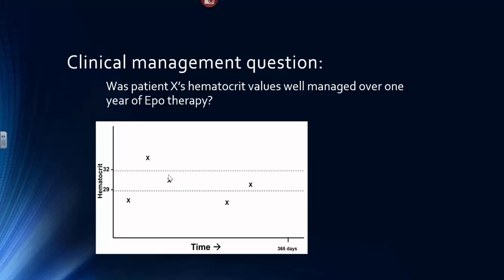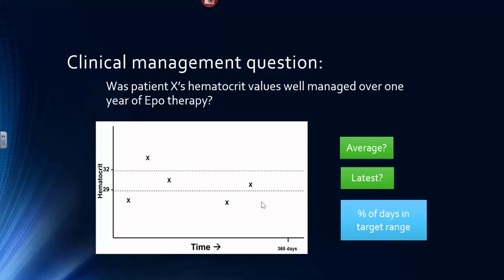How would you summarize this patient's hematocrit experience? Would you use the average? Clearly, that doesn't tell you very much. Would you use the last value? Well, the last value says the patient is in the right range. Or, and this is what we're recommending, use the percent of days in the target range. This is the most effective way to summarize the outcome.